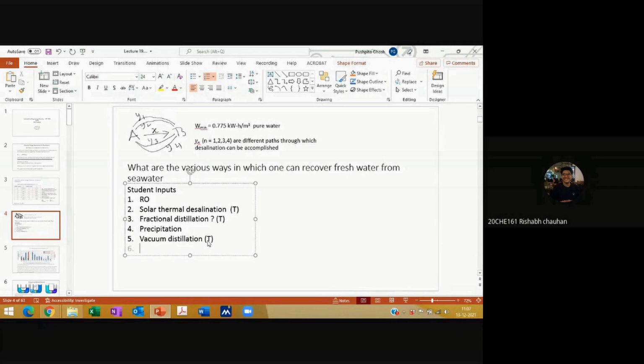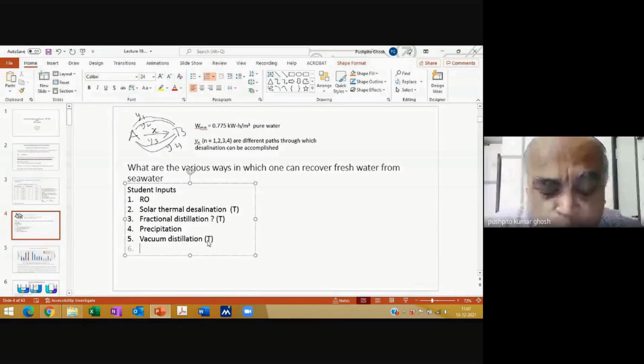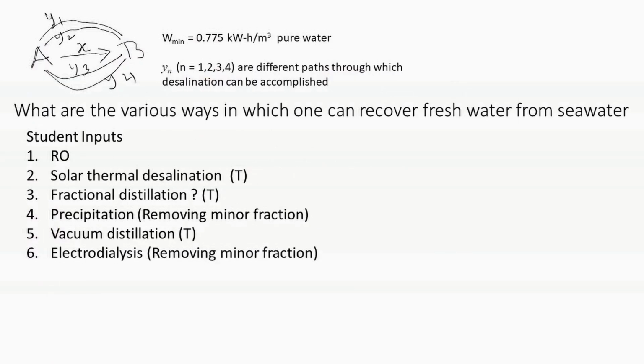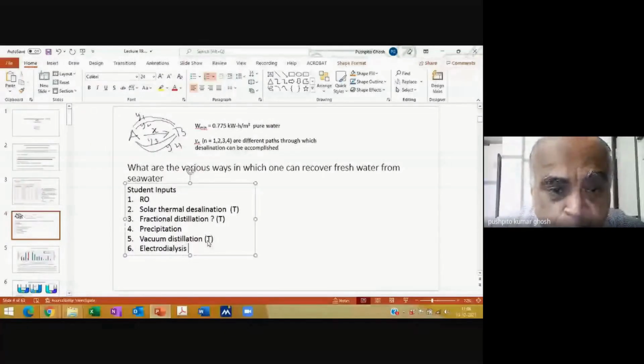What else can you do? The bipolar electrolysis. Wonderful. Why bipolar? Just put electrodialysis. Bipolar means a bit different. Electrodialysis. Now, here it's very interesting. In one case, when you're talking about distillation, etc., you are taking out the major fraction from the minor fraction. Let's say my minor fraction is my solute. My major fraction is water, and I'm just removing the major fraction, whether I'm doing RO or any of this.